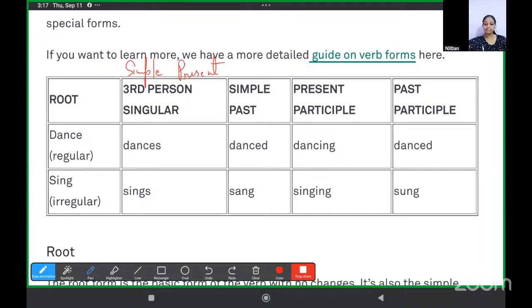Yes, Andre, the present participle is the ing form and that is the V4 form, the fourth form of the verb. Past participle, danced. Then what is the fifth form of the verb?